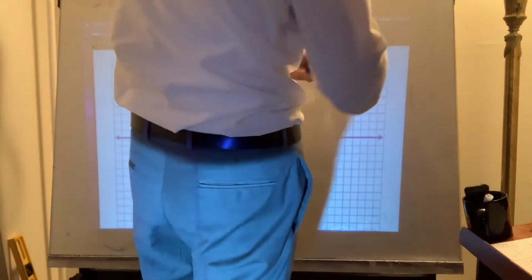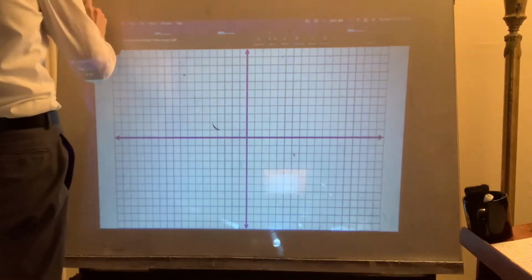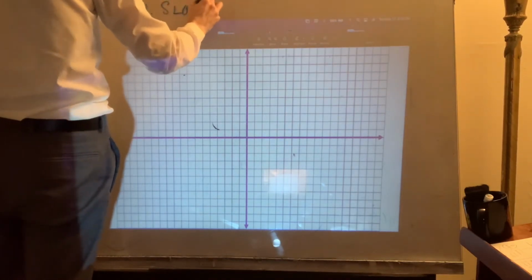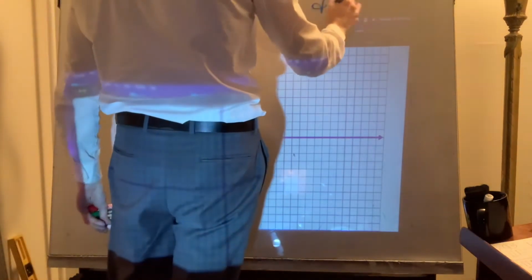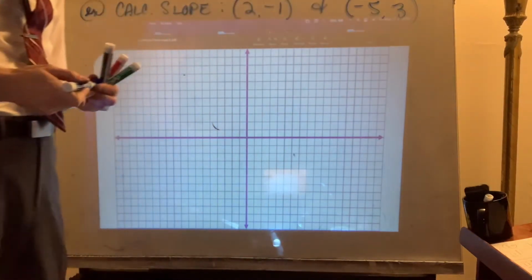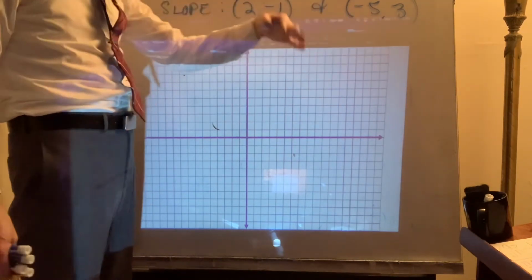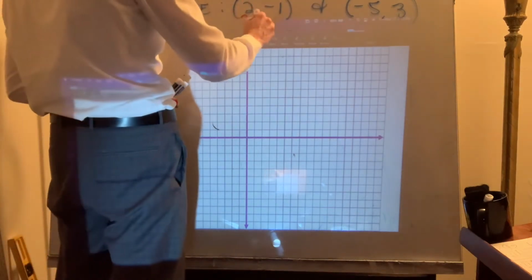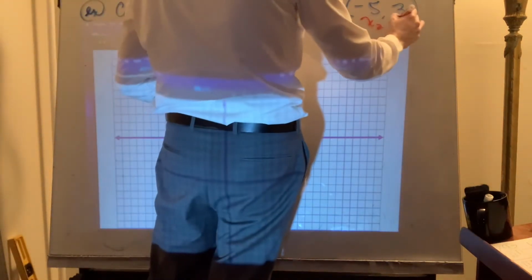Now in here, if you had to calculate the slope, given 2 points, (2, -1) and (-5, 3). Do yourself the favor of labeling these x1 and y1 and x2 and y2. It doesn't matter which is which, but my logic is this shows up first, so this is x1 and this is y1. They have to be the 1's together and the 2's together. So this will be x2 and this is y2.